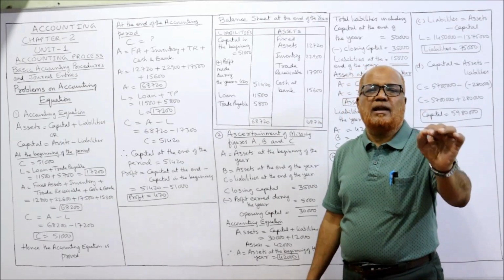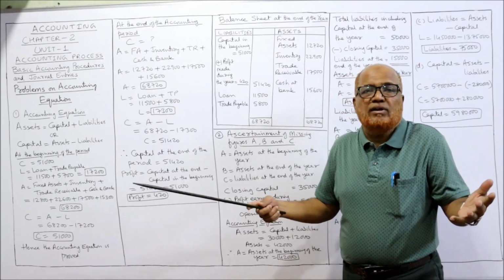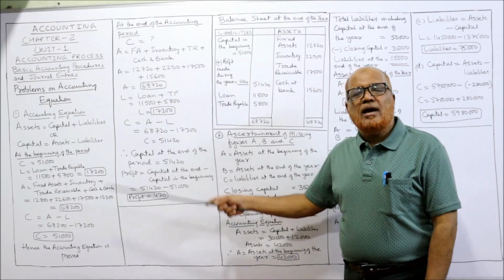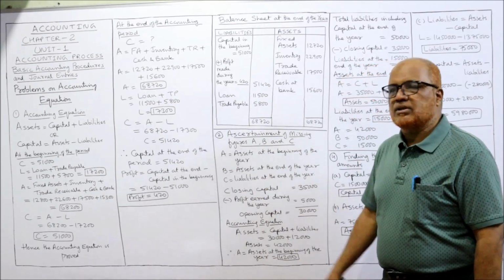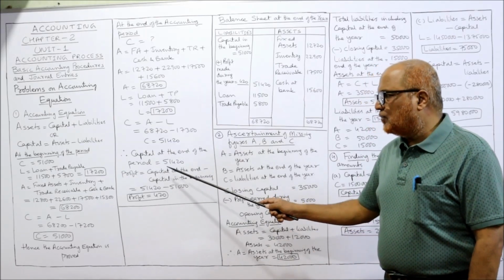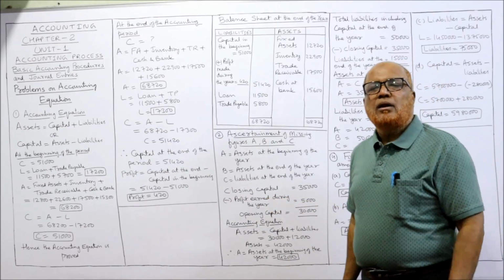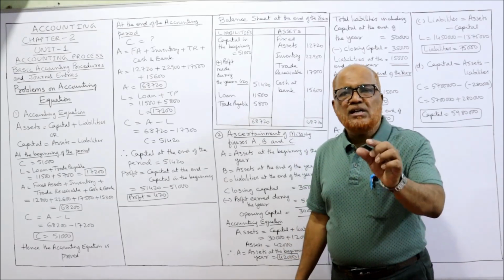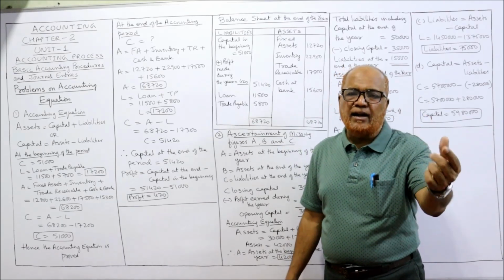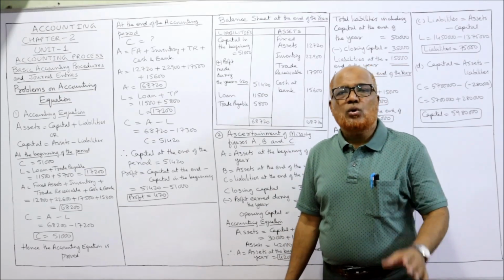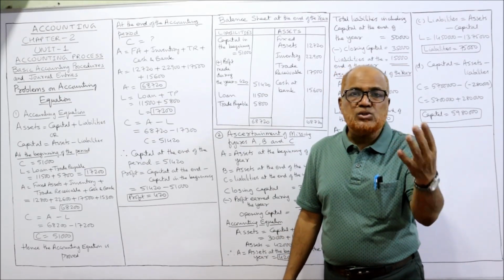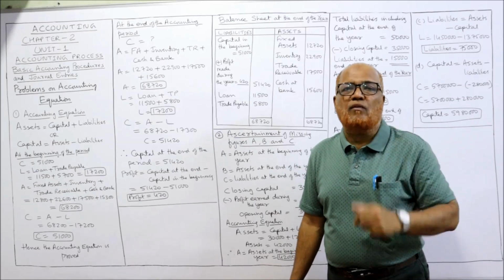51,420 is the capital at the end of the year, which is not given in the problem. By using the accounting equation, we come to know about capital. Therefore, capital at the end of the period is 51,420. Now, profit. Profit is the difference between the capital at the end of the year minus capital at the beginning of the year. So, closing capital minus opening capital, you will get the profit.